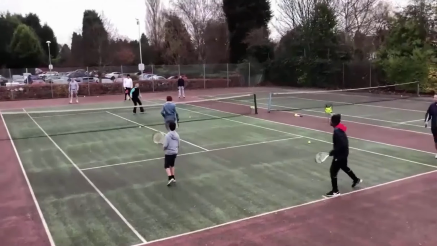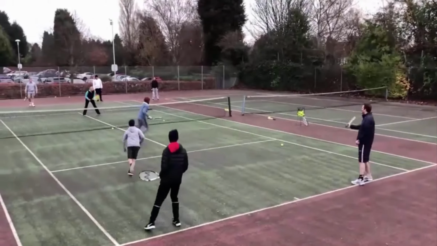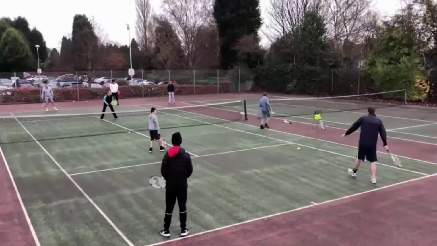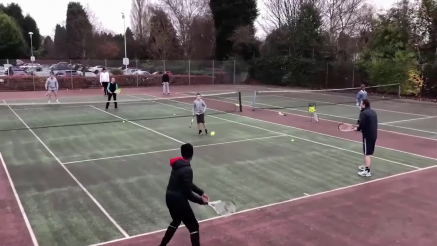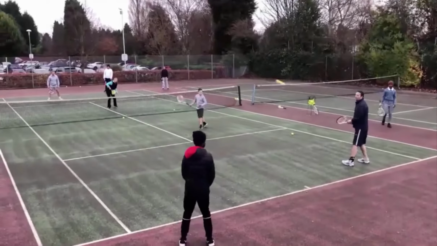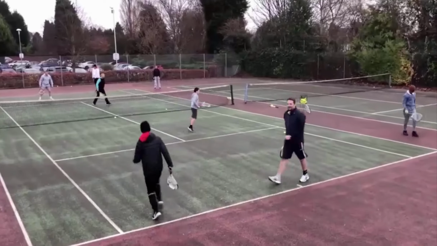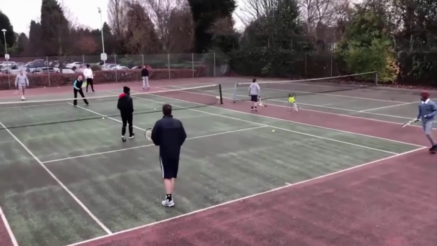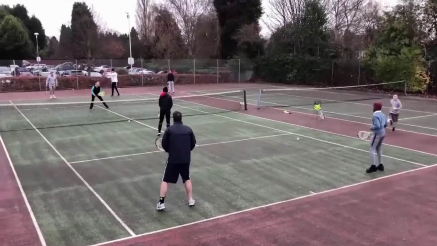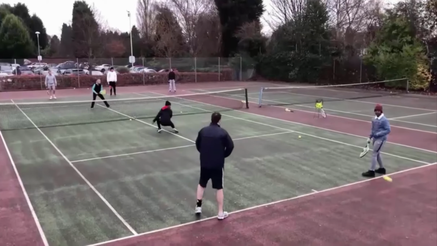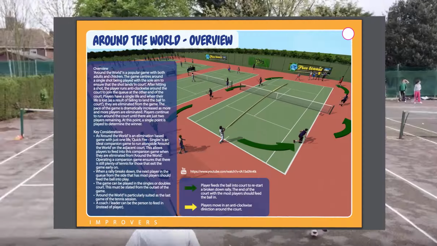So as you can see here, they won that point, so they're rotating around. The person there is getting a ball off the racket, and obviously the next point starts. So this team at the bottom won that point, so again, rotate around, collect a ball off the racket, and then feed the ball in. Again, it's the team that get all of the balls off their racket first are the winner.